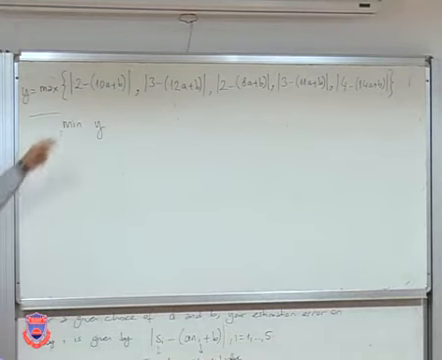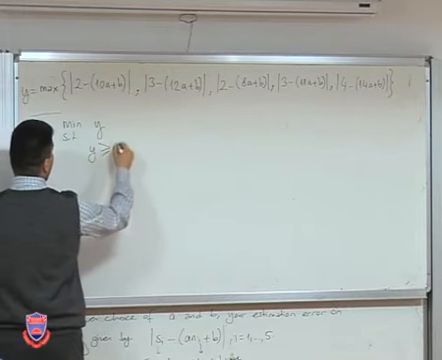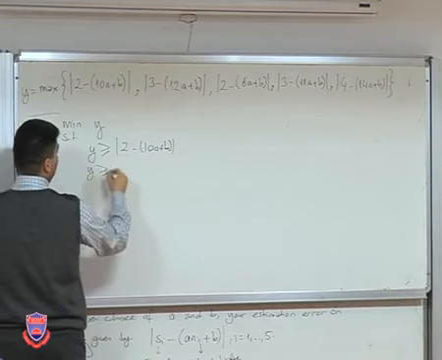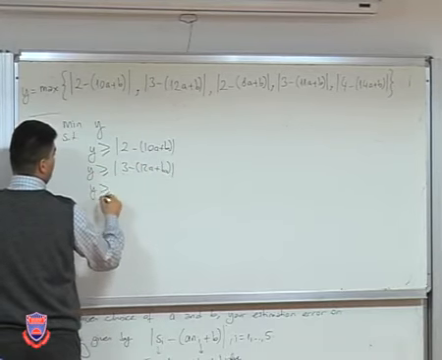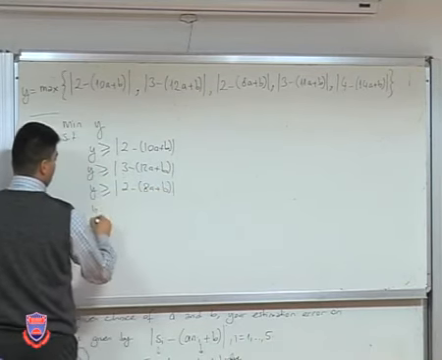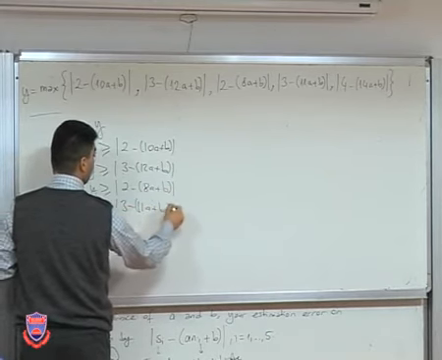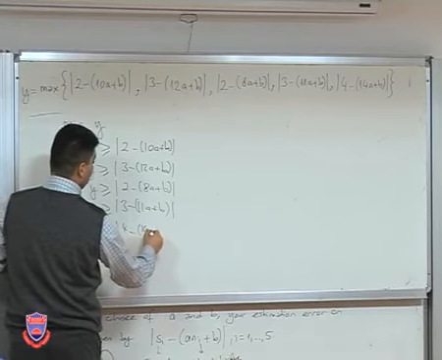Exactly. If y is the largest one of these 5 numbers, then y should be at least as large as any one of these numbers. So I'm going to write it that way. y should be at least as large as 2 minus (10A plus B). Then y should be at least as large as 3 minus (12A plus B). Then y should be at least as large as 2 minus (8A plus B). Then y should be at least as large as 3 minus (11A plus B). And finally, y should be at least as large as 4 minus (14A plus B).